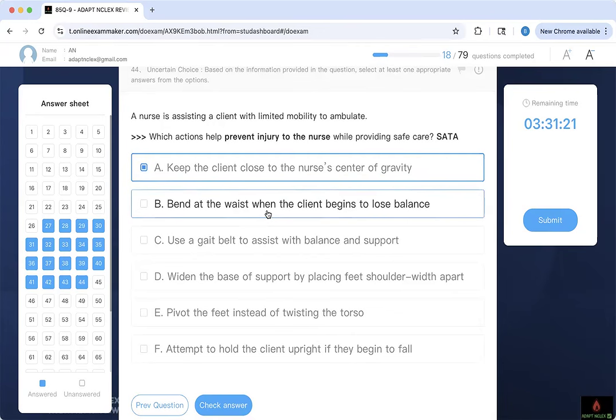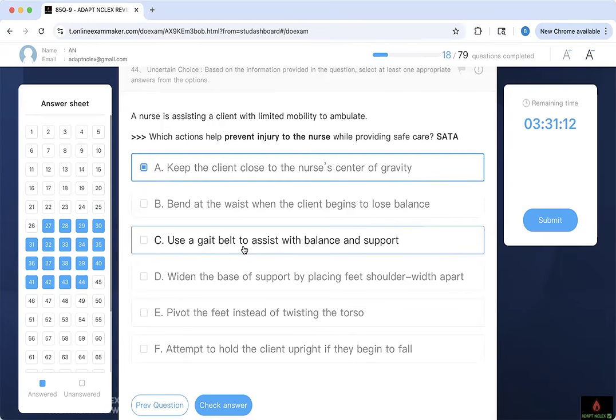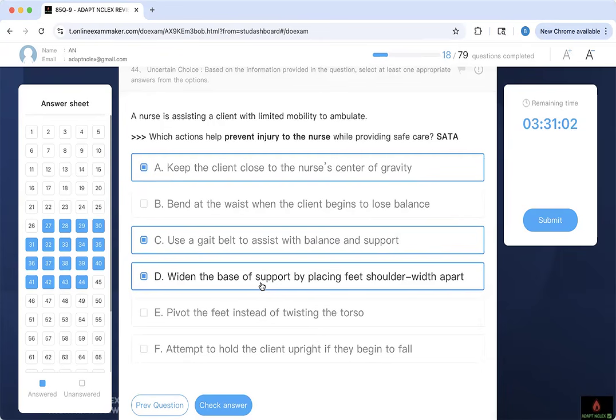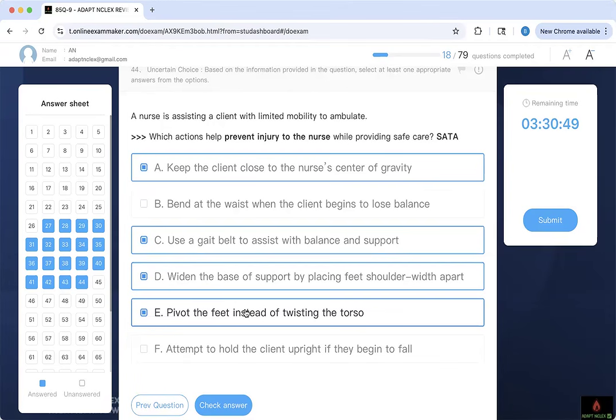You should not bend at your waist when the client begins to lose balance. No, don't do that. You're going to injure yourself. Wrong answer. Use a gait belt to assist with balance. That's your best friend. And you give yourself a wide base of support so that you can support them. You should not twist your torso. If you do that, it's a problem. Is that right? Pivot the feet instead of twisting. Yes, your feet are the base, but don't twist your torso.